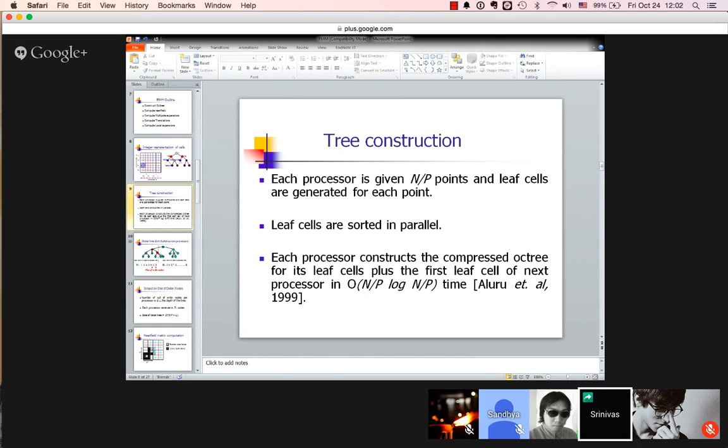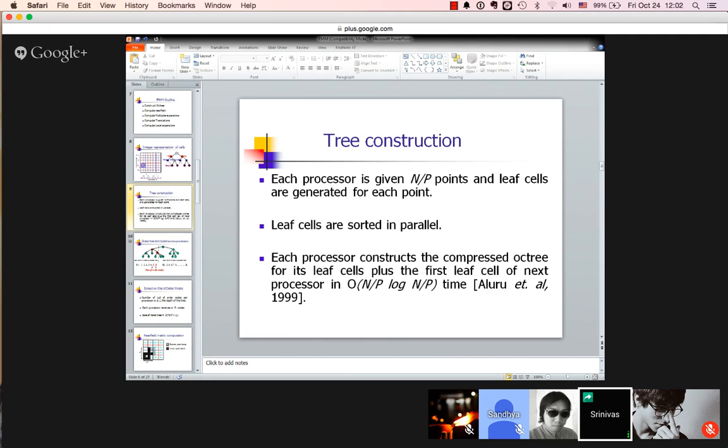When I say first leaf, do you mean in a Morton order? Right, in that Morton ordering. Every processor has N over P points in ordering, so you use your N over P points and borrow the first point from the next guy. So now you have N over P plus 1 points, and you just construct a tree locally without worrying about anybody else for these N over P plus 1 points. But you do that simultaneously in parallel on every processor.